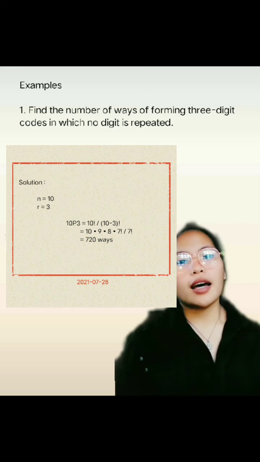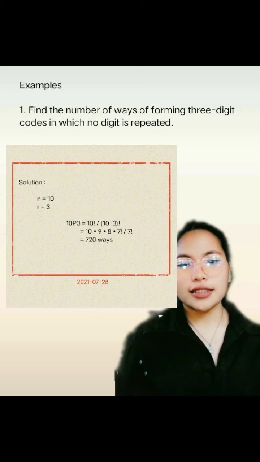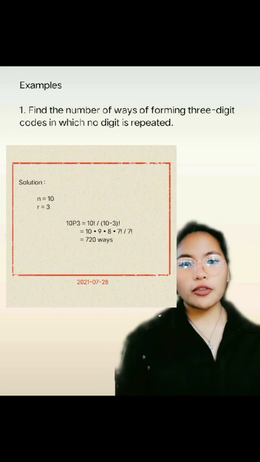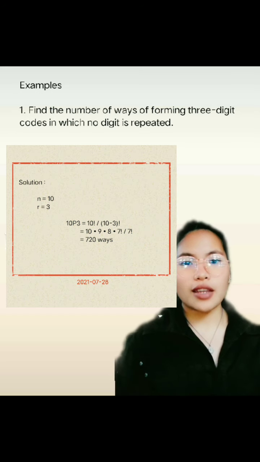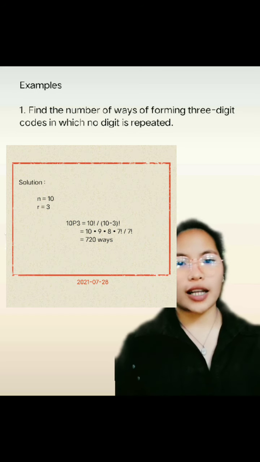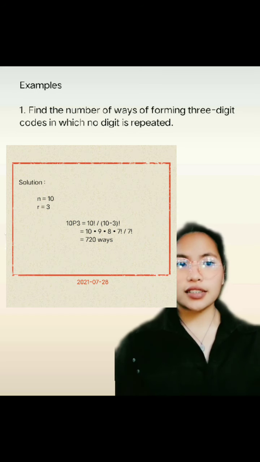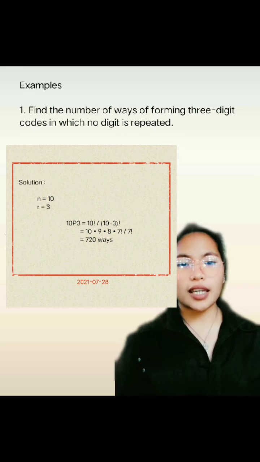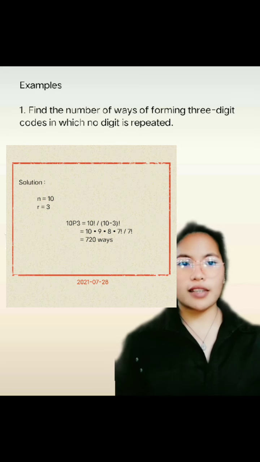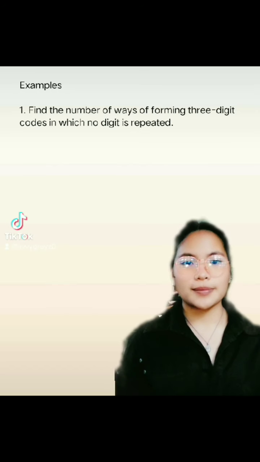That is 10P3 is equal to 10 factorial over 10 minus 3 factorial, which is equal to 10 factorial over 7 factorial. And that is equal to 10 times 9 times 8 times 7 factorial over 7 factorial. Cancel 7 factorial and the remaining is 10 times 9 times 8, which is equal to 720 ways.